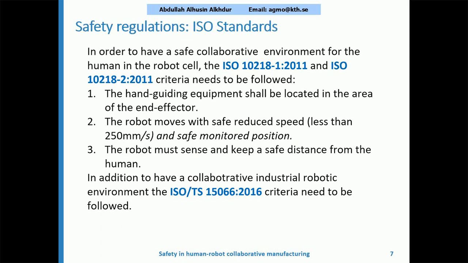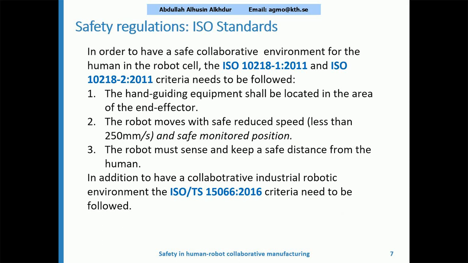A third aspect highlighted in these standards is that the robot must sense and keep a safe distance from the human. So in order to achieve that, different sensors need to be installed. The robot needs to be monitored, as we will see in the following examples.